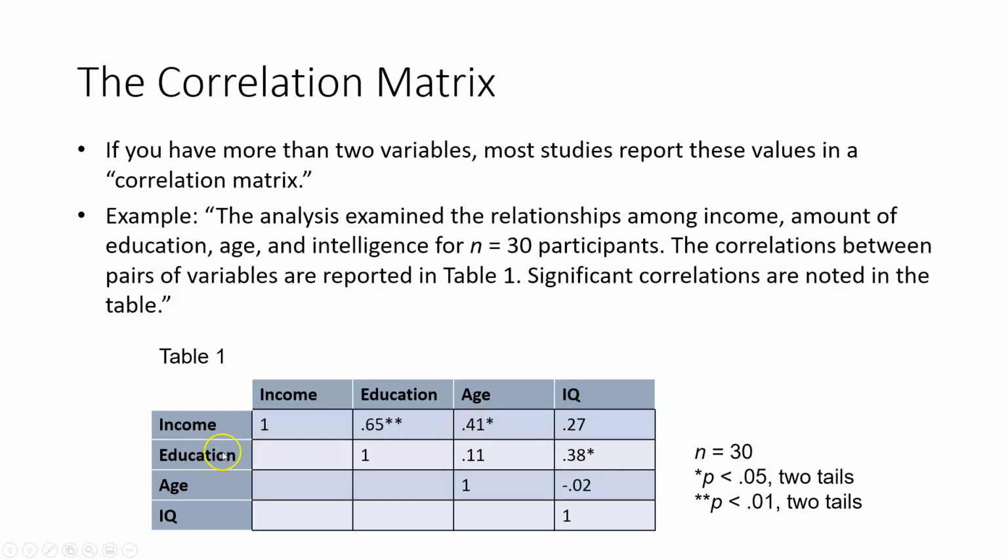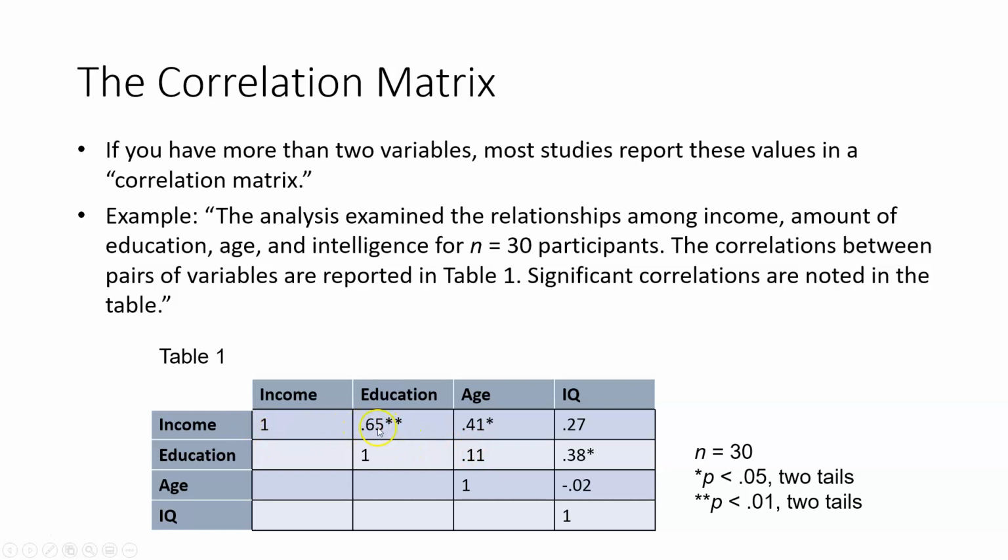The relationship between education and age is not actually significant at all. It's so small, 0.11, that it's not even considered different from 0. When we did the hypothesis test for this one, we didn't find that it was less than 0.05, so it doesn't get a star, and that means that it's not a significant correlation.